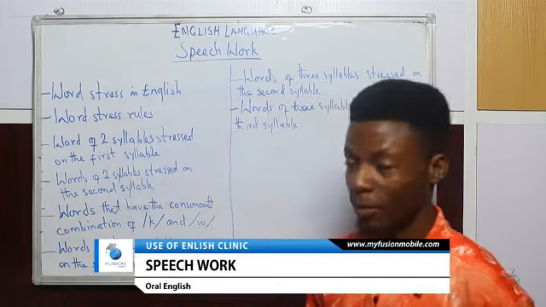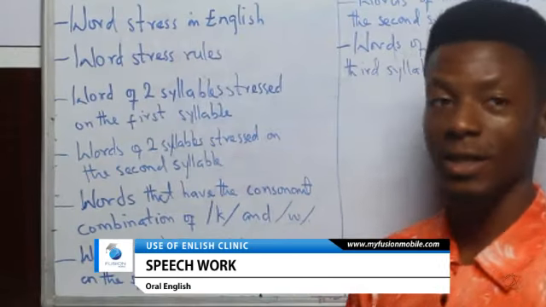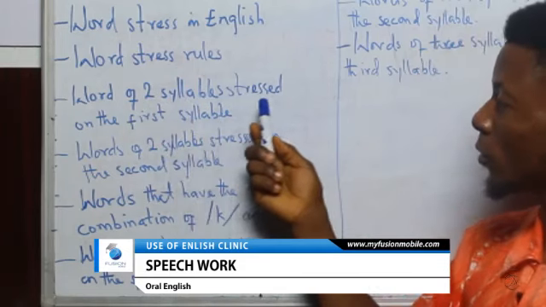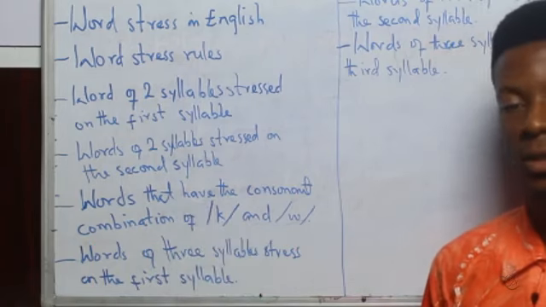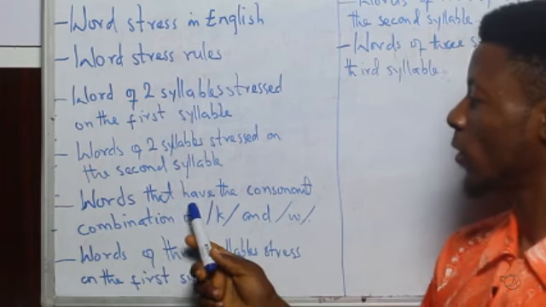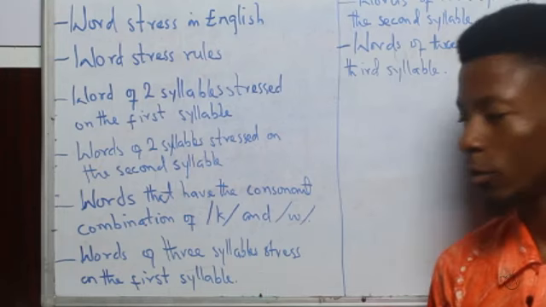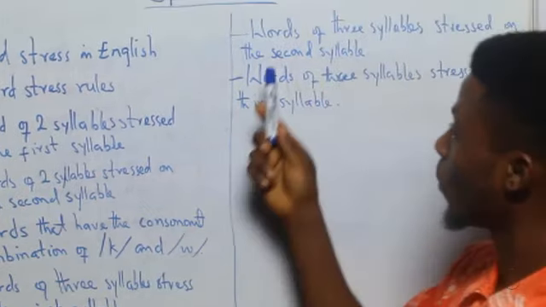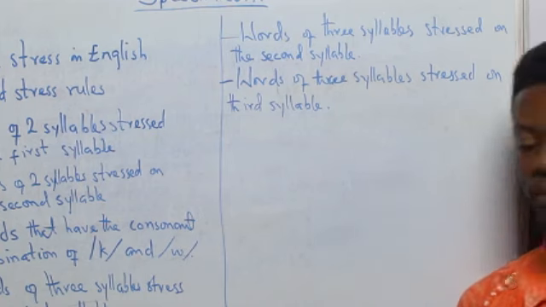Today we'll be taking the topic speech work, and under speech work we'll be dealing with word stress in English: word stress rules, words of two syllables stressed on the first syllable, words of two syllables stressed on the second syllable, words that have a consonant combination of K and W. We have words of three syllables stressed on the first syllable, words of three syllables stressed on the second syllable, and words of three syllables that are stressed on the first syllable.